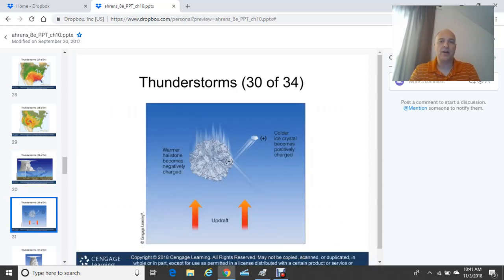Here's an example of the different electrical charges associated within the thunderstorm cloud itself. You've got these strong updrafts, and you get these hailstones. Hailstones actually become more negatively charged, and then you get colder ice crystals at the top of the cloud that are positively charged. So you can imagine that electrical difference between these hailstones, which are negatively charged, and the ice crystals at the top of the cloud, which are positively charged, creates this electrical difference or electrical potential. And once that electrical potential or difference gets too great, then you see the flash of light we know as lightning.